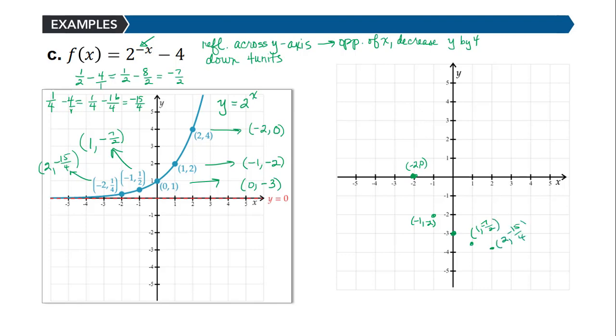And then what about our asymptote? We have this line y equals 0. If we flip it over the y-axis, it stays at y equals 0. But then we need to shift it down 4 units. And so it will become y equals negative 4. And now here we are going to have a graph that is decreasing through these points, (-2, 0), (-1, -2), (0, -3), and through those other 2 points that approach this line y equals negative 4.